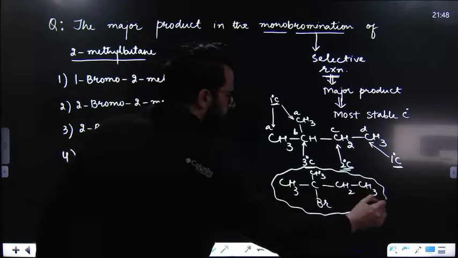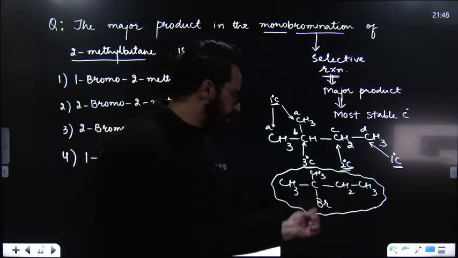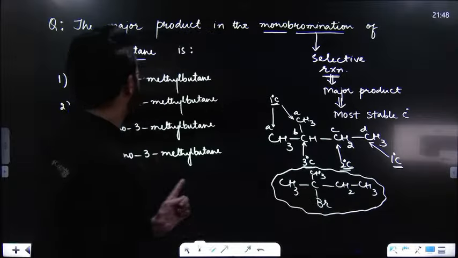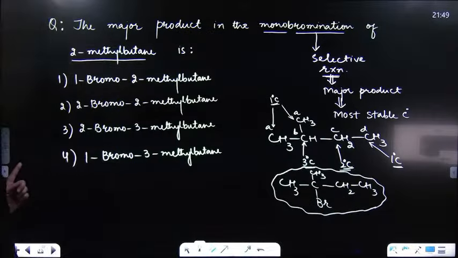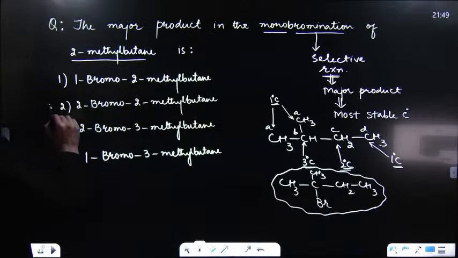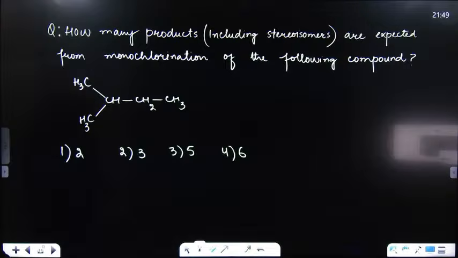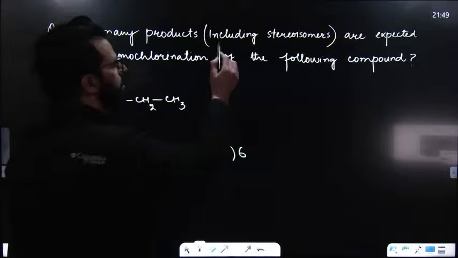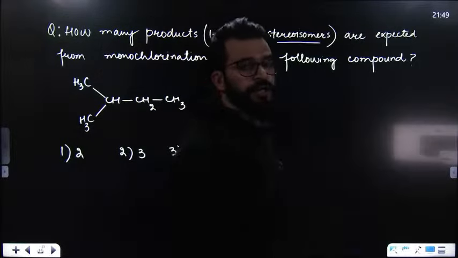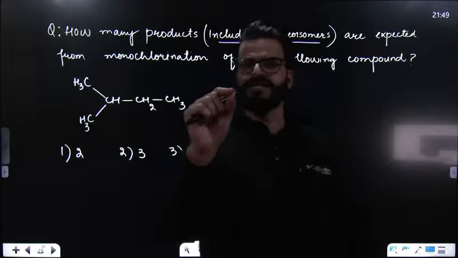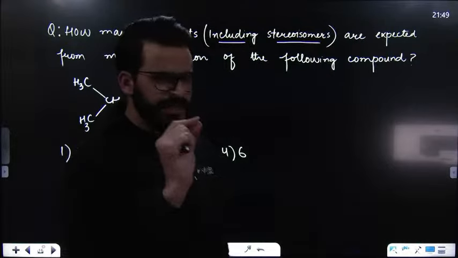Have a look. So what is the name of this compound? This is 2-bromo 2-methyl butane. Is there any option 2-bromo 2-methyl butane? So this is our option. I hope this is clear to each and every one. After that, how many products? But here the question is including stereoisomers. This is the question asked in NEET 2025.